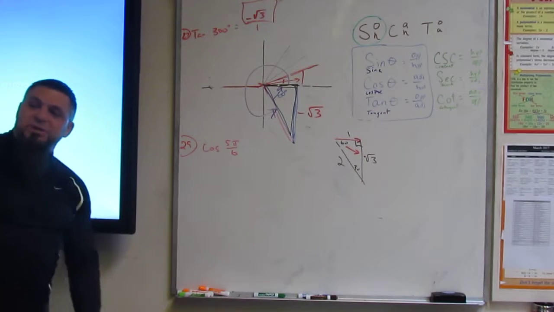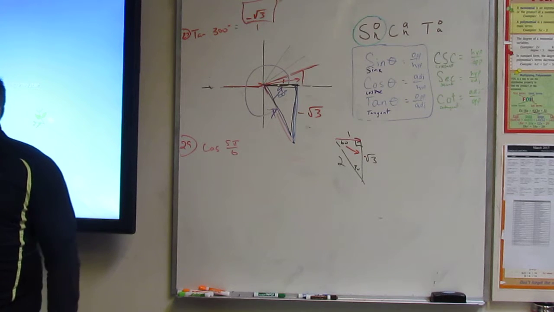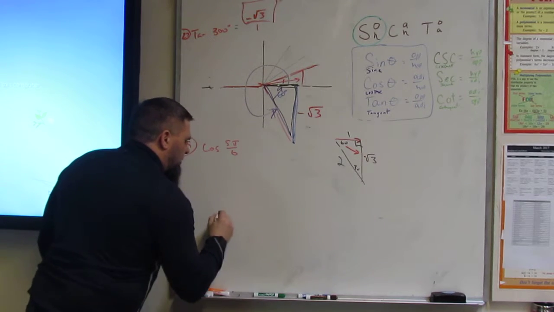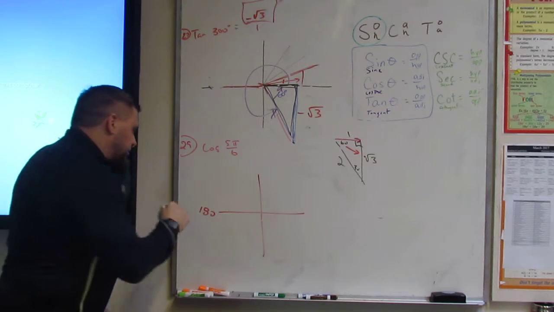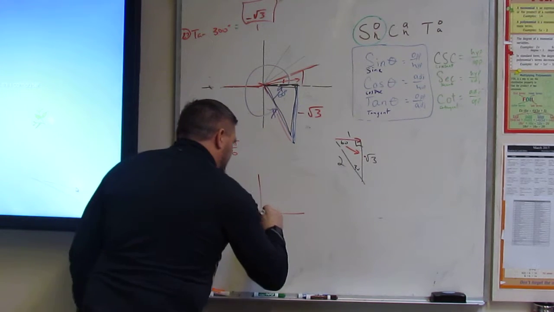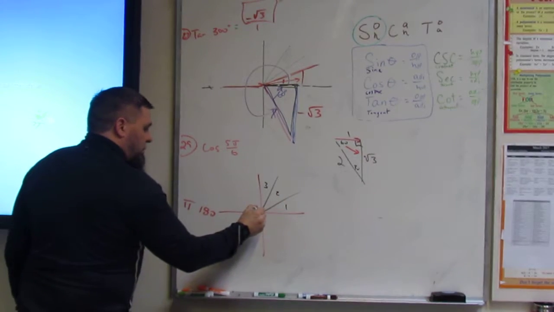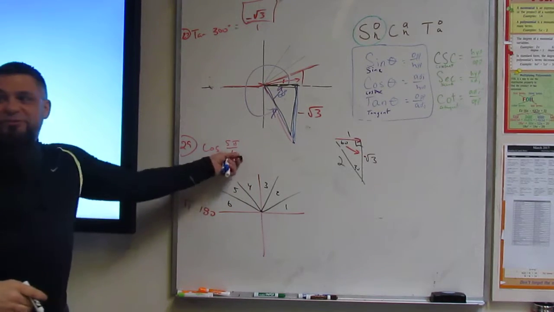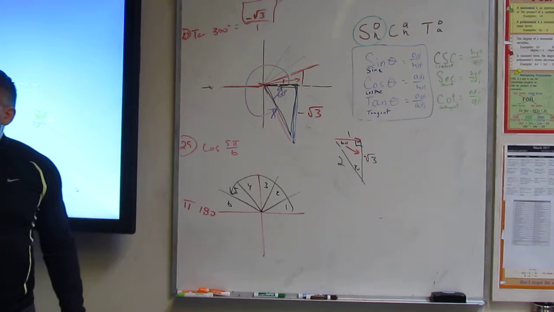Let's do the next problem. Cosine 5 pi over 6. We got to think about this. 5 pi over 6, that's less than 1, right? And we already know that this is 180, and we also know that this is pi. And so we break this thing up into 6 pieces: 1, 2, 3, 4, 5, 6. And you said it's 5 pi over 6.